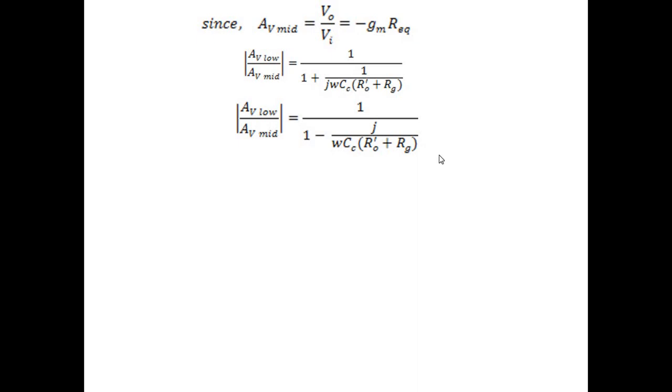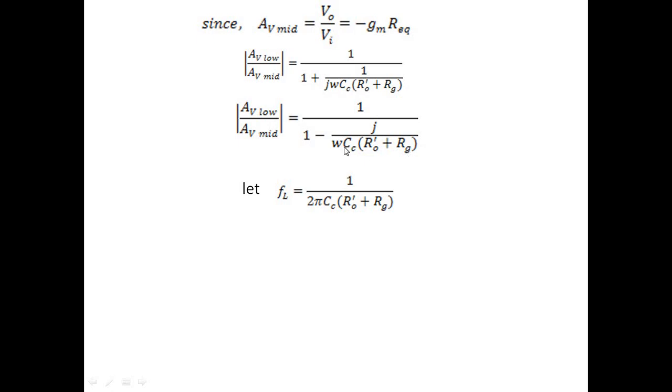Bring this into the numerator. Because it is in the form, you expand this, omega equal to 2 pi f, into 2 pi f into Cc into R naught dash plus Rg. From that entire term, consider only 1 divided by 2 pi Cc (R naught dash plus Rg), which is equal to Fl.